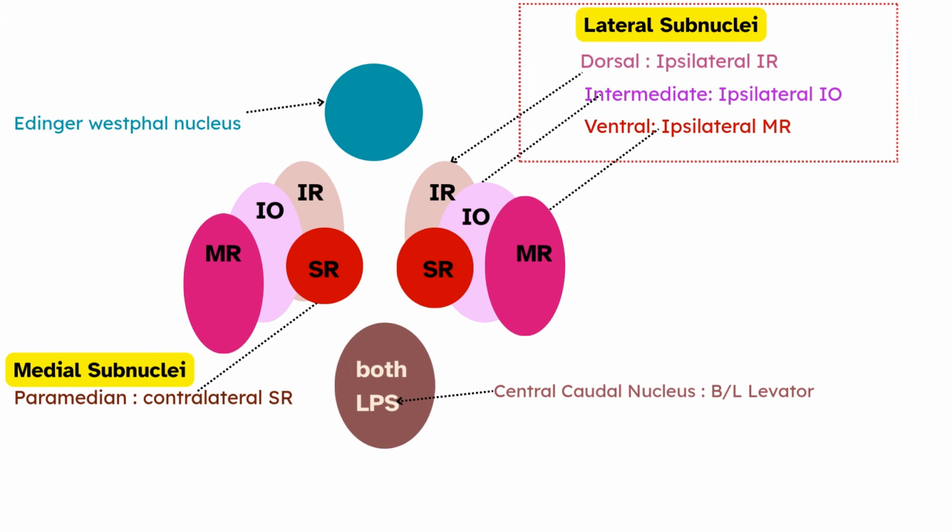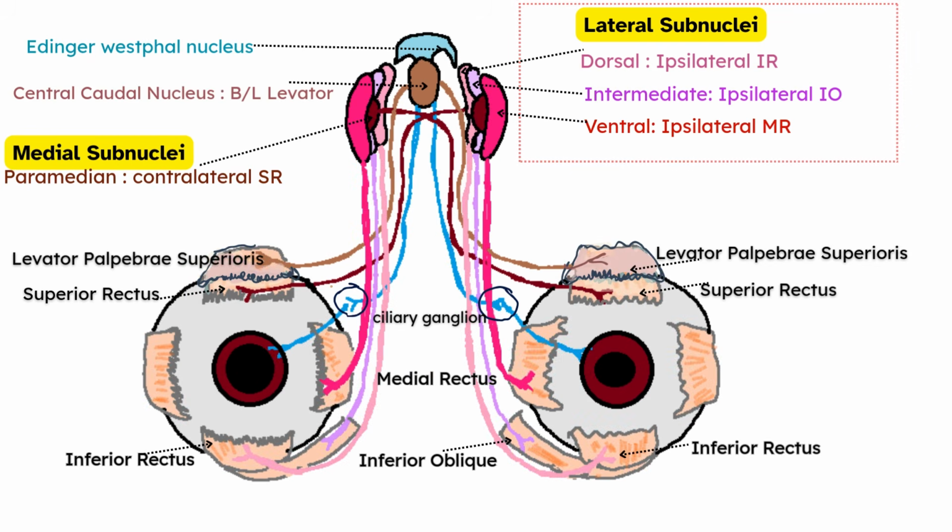The dorsal nucleus supplies the ipsilateral inferior rectus. The intermediate lateral nucleus supplies the ipsilateral inferior oblique, and the ventral lateral nucleus or the ventrolateral nucleus supplies the ipsilateral medial rectus.